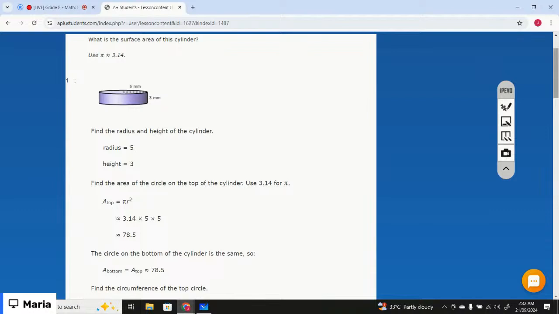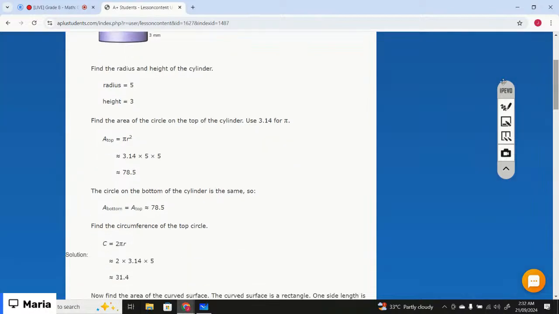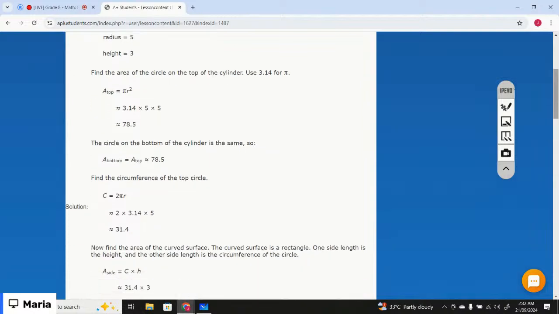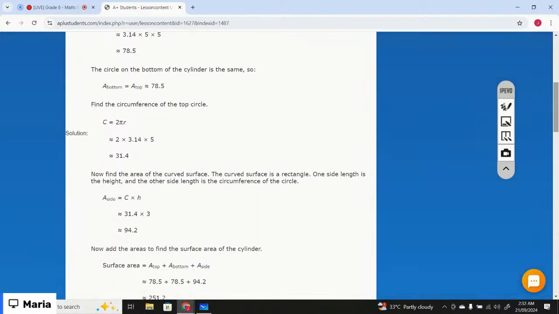So first you have to find the area of the top and bottom. They are exactly the same, right? Because they are circular faces, use the formula A equals pi r squared, that is 78.5, right? Then calculate the circumference of the circle, that is C equals 2 pi r, so that is 2 times 3.14 times 5, that's 31.4. Now you are given the height of the cylinder, right? So use the height to calculate the area of the curved surface, so that is A equals C times H, so that is 31.4 times 3.